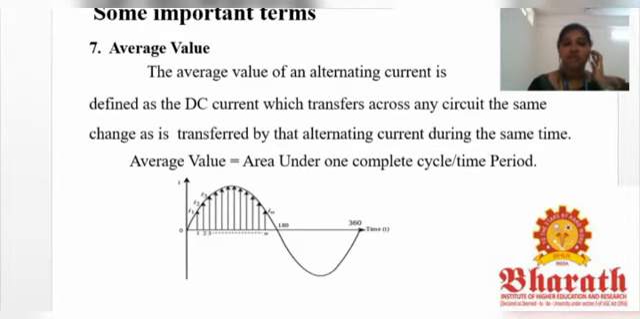Next, we are going to see about the average value. In an instantaneous quantity, which starts with 0 and reaches its maximum value, and again completes its positive half cycle, and then continues with the negative half cycle, how will we calculate the average value? Naturally, the average value is given by the formula: area under one complete cycle divided by the time period.